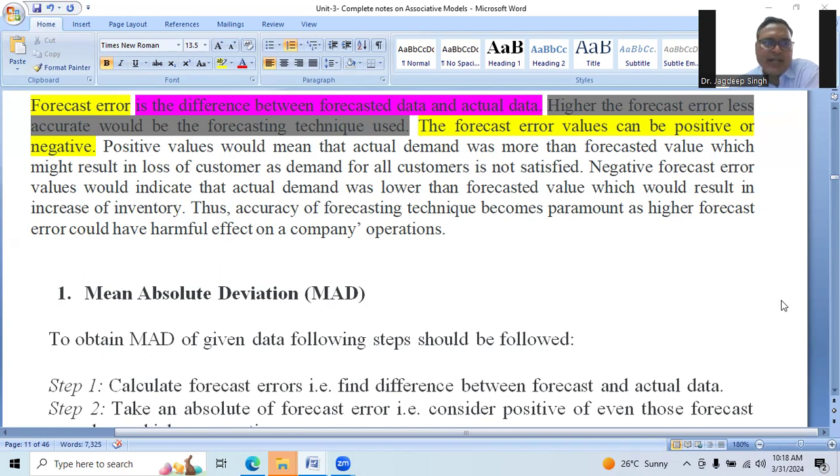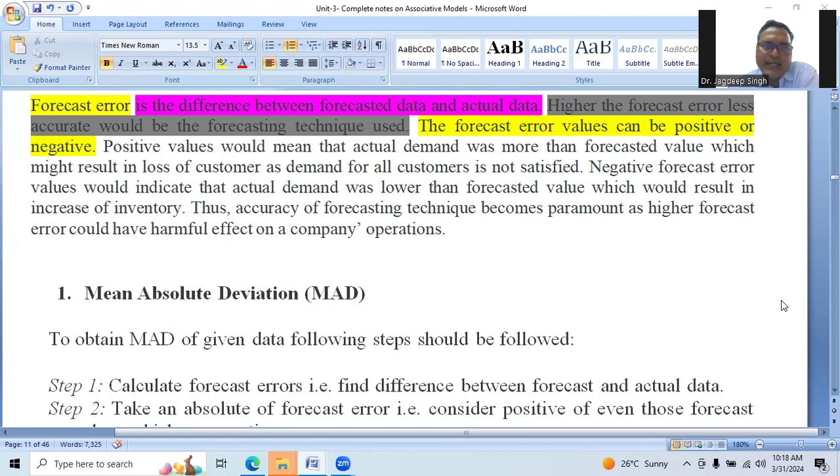The higher the forecast error, the less accurate the forecasting technique used. So, if the forecast error is higher, the less accurate the forecasting method would be. The forecast error values can be positive or negative.